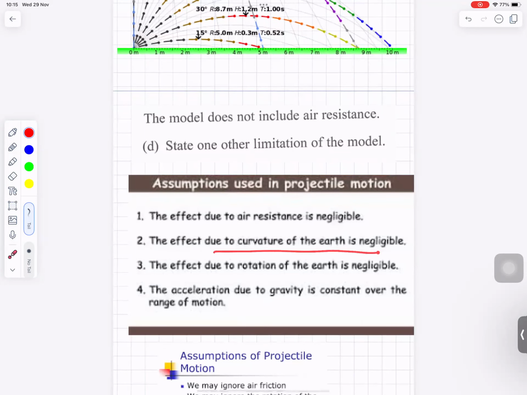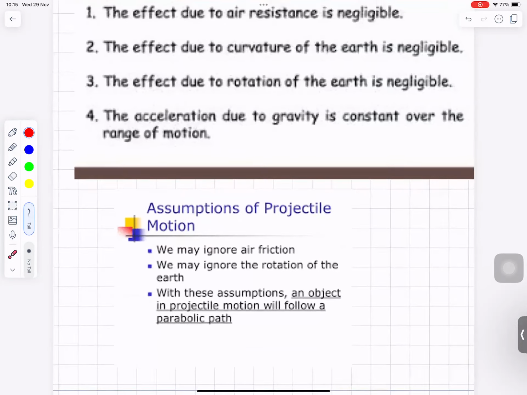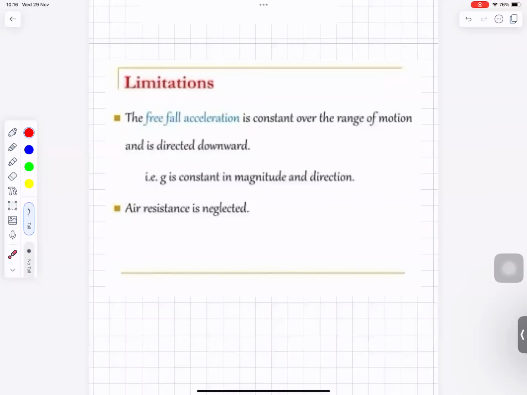Another effect could be that curvature of the earth is negligible. The effect due to rotation of the earth is negligible. The acceleration due to gravity is constant over the range of motion. Pick any of those. Or you can look at the assumptions for the projectile motion. We ignore air friction, which is a resistance. We ignore rotation of the earth. Rotation of the earth and then the friction. Those two are usually common. And we say g is constant in magnitude and direction, which it might not be.